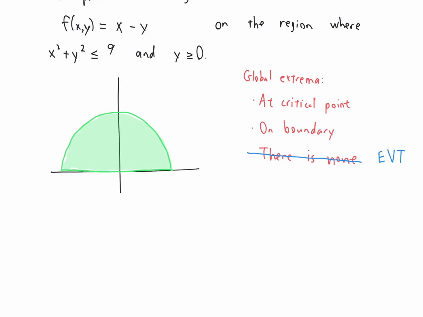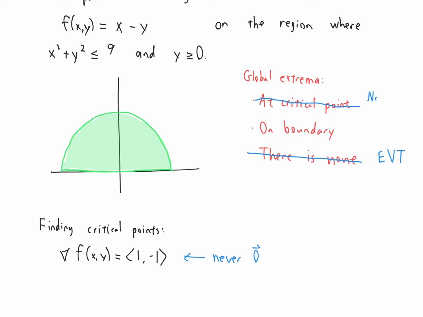So now I'm going to go through the first possibility and see if we can find any critical points of this function. Critical points are where the gradient equals 0. So I'll calculate the gradient of the function f of xy, and we see that it's just the vector 1, negative 1. In particular, this vector is never equal to the 0 vector. So this must show us that there are no critical points. So we've now narrowed ourselves down to global extrema have to be on the boundary.